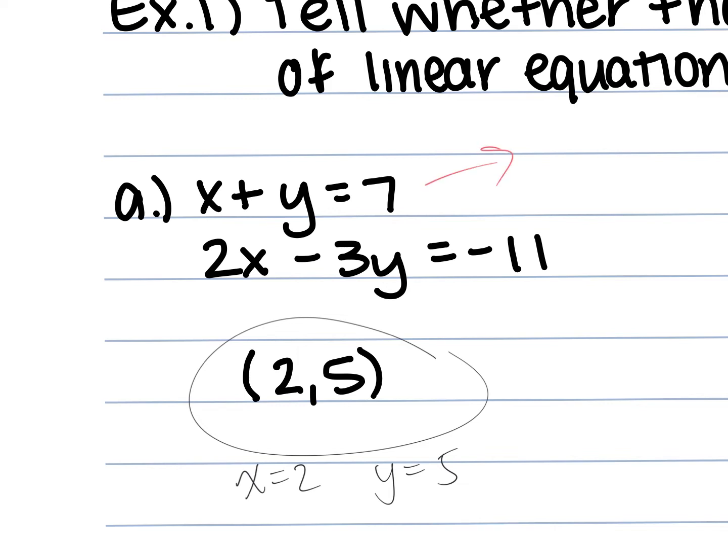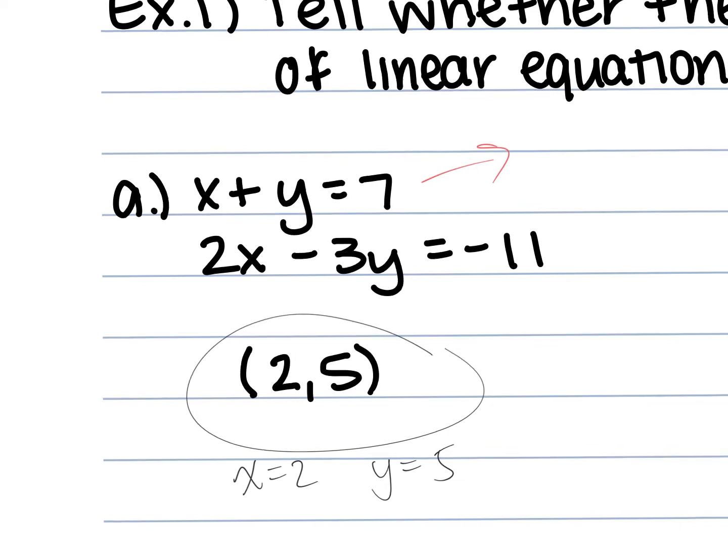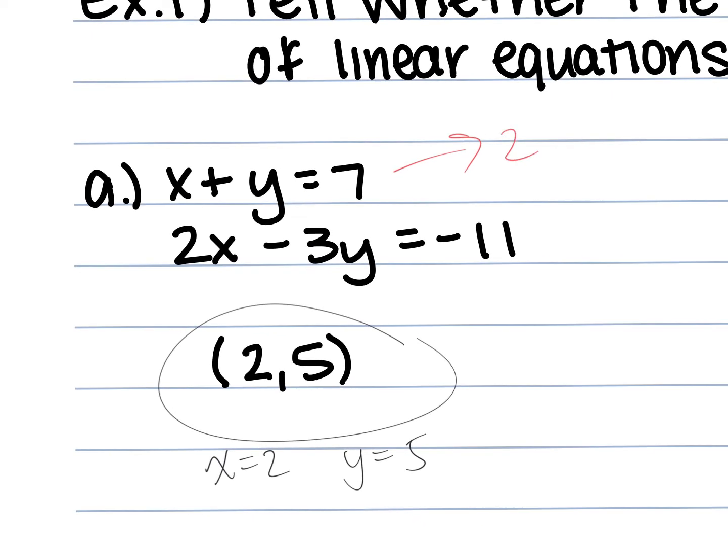So we're going to get x plus y equals 7. X is now going to become 2. And y is going to become 5. Does 2 plus 5 equal 7? 7 equals 7. It works for the first one. So that means that if we were to graph x plus y equals 7, okay, this point, 2 comma 5, would lie on our graph. But we also have to check the second one. Is it the solution? Is it the point where the two lines intersect? So check it for the second one.